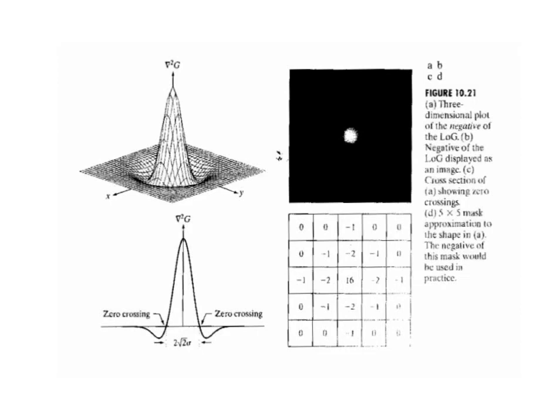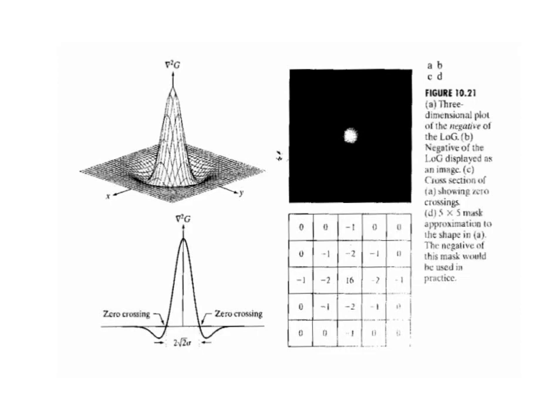Figure D shows a 5 by 5 mask that approximates the shape in figure A. This approximation is not unique. Its purpose is to capture the essential shape of the LoG function in terms of figure A. This means a positive central term surrounded by an adjacent negative region whose value increases as a function of distance from the origin, and a zero outer region.